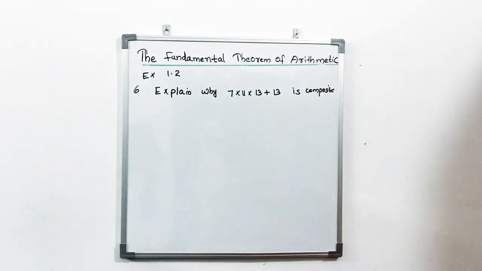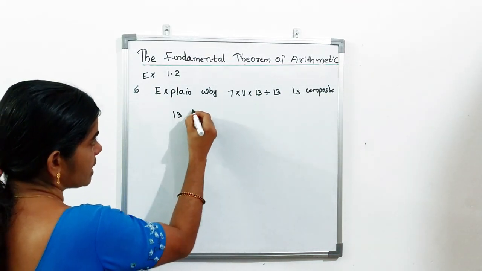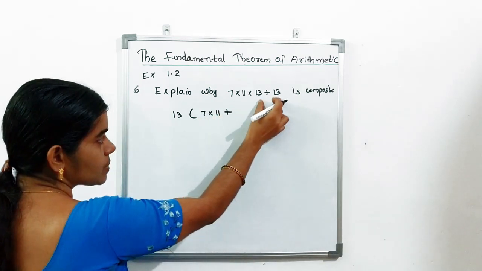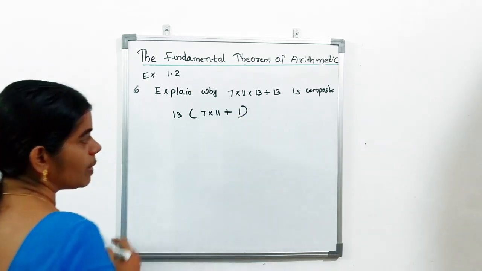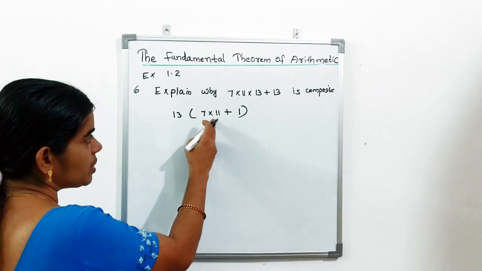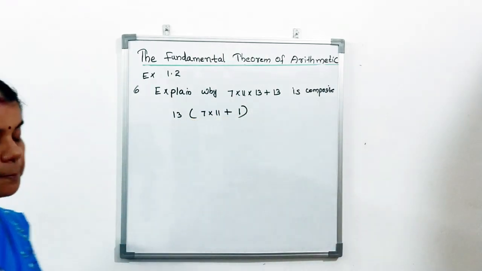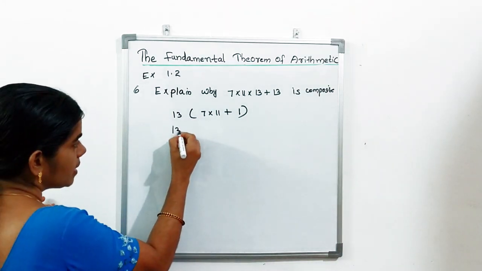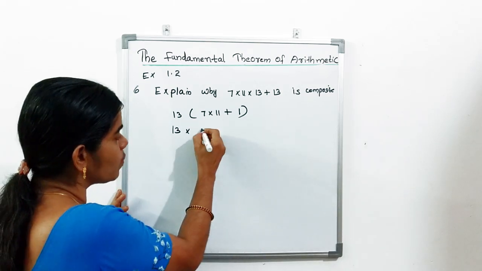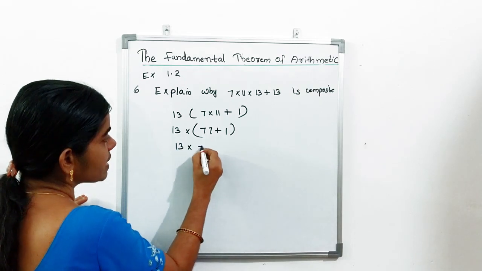From this, I am taking 13 outside. Then what will be the number? 7 into 11, and this 13 also I have taken outside, then this will be plus 1. Then this becomes 13 into 7 into 11 plus 13 into 1, which means 13. Add 13. The 7 into 11 means 77. 77 plus 1. That is equal to 13 into 78.